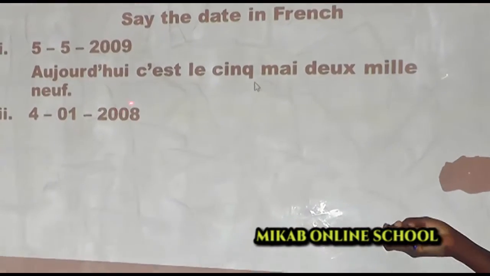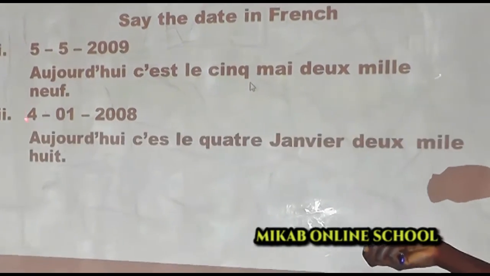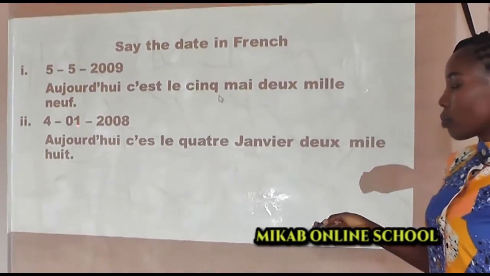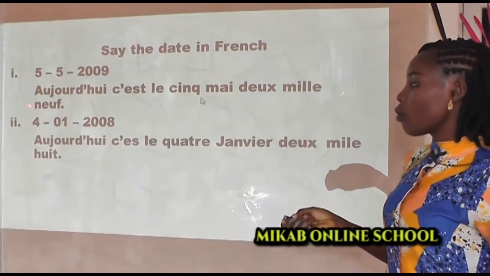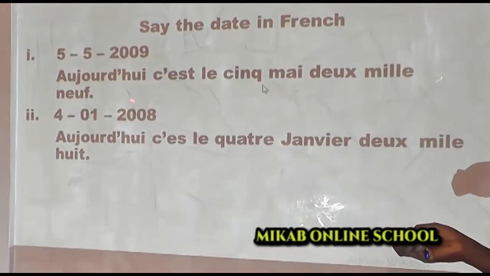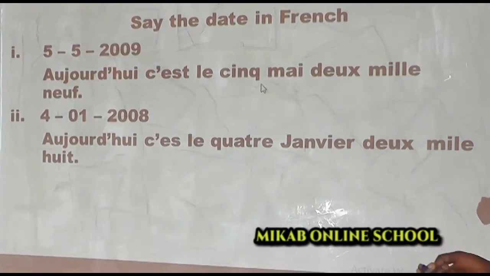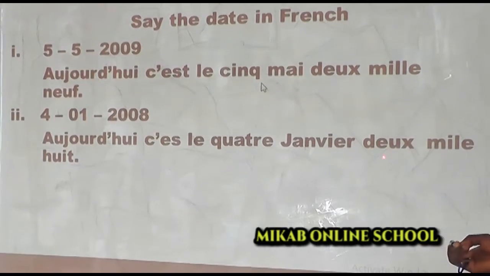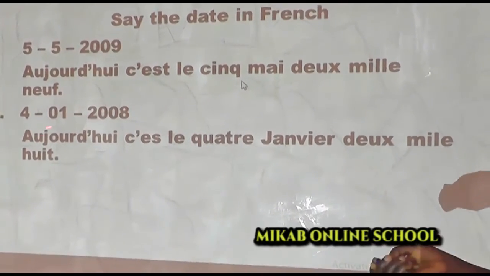4/1/2008. What is 4 in French? What is the first month of the year? And what is 2008? That is why we have 4 here. Then the first month of the year is janvier. I told you 2000 is called 2000, and we have 8.